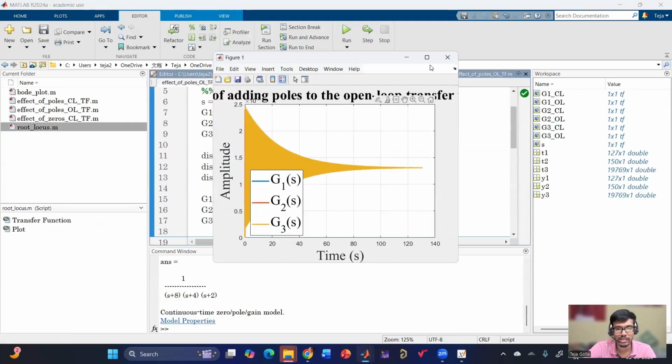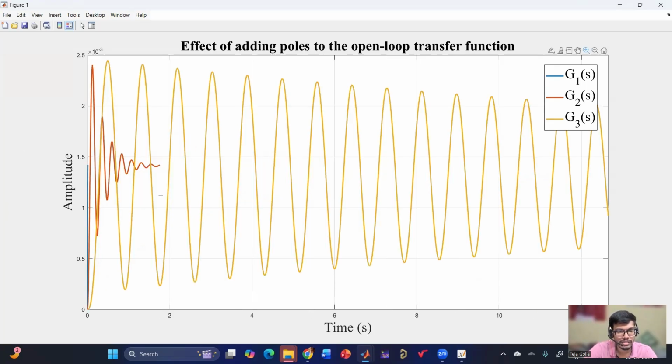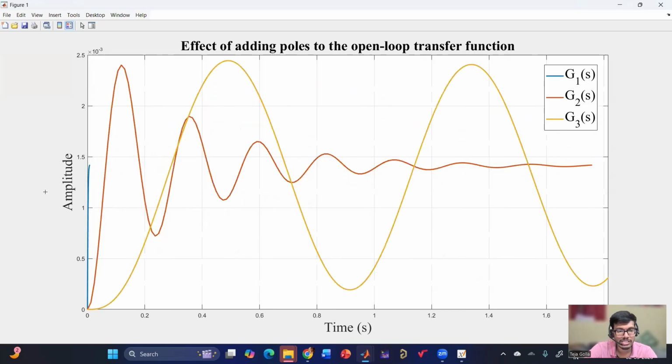So I have given a gain of 700. Now you can clearly see the yellow is becoming oscillatory because it is close to the imaginary axis. That's why the oscillations are dying down, but there are oscillations. Whereas the other two cases, the oscillations are not as much as this first guy, right? The oscillations are very less.